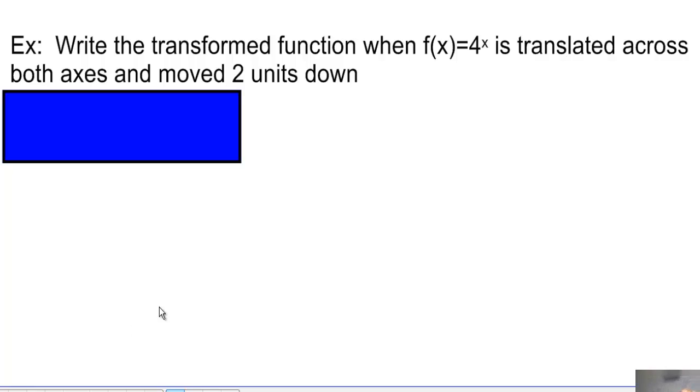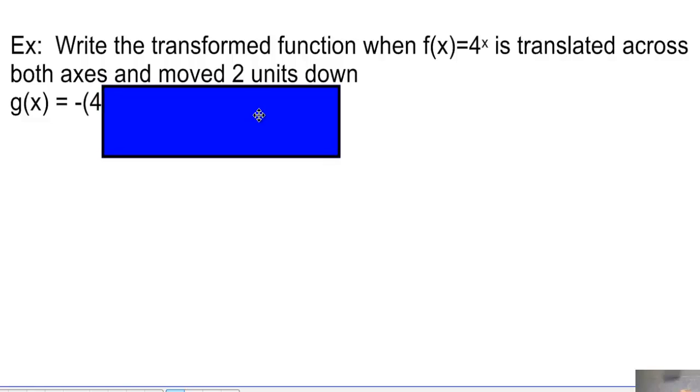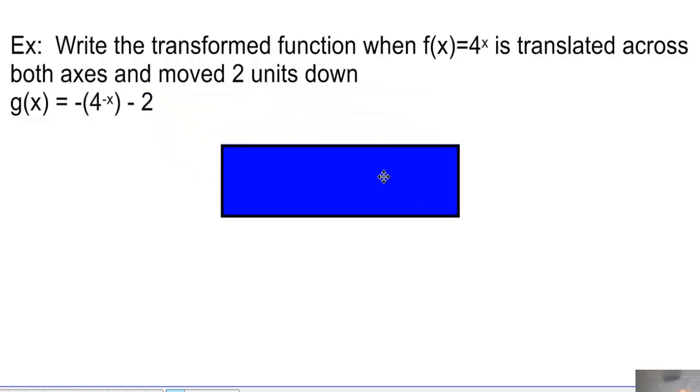Okay, let's look at this example. Write the transformed function when f of x equals 4 to the x is translated across both axes and moved 2 units down. Well, if it's translated across the x-axis, you would put an opposite in front of the whole thing. If it's translated across the y-axis, you would make the x negative. So we need to do both of those things. So we have opposite of 4 to the negative x, and if it's moved 2 units down, we have to subtract 2 from the whole function.